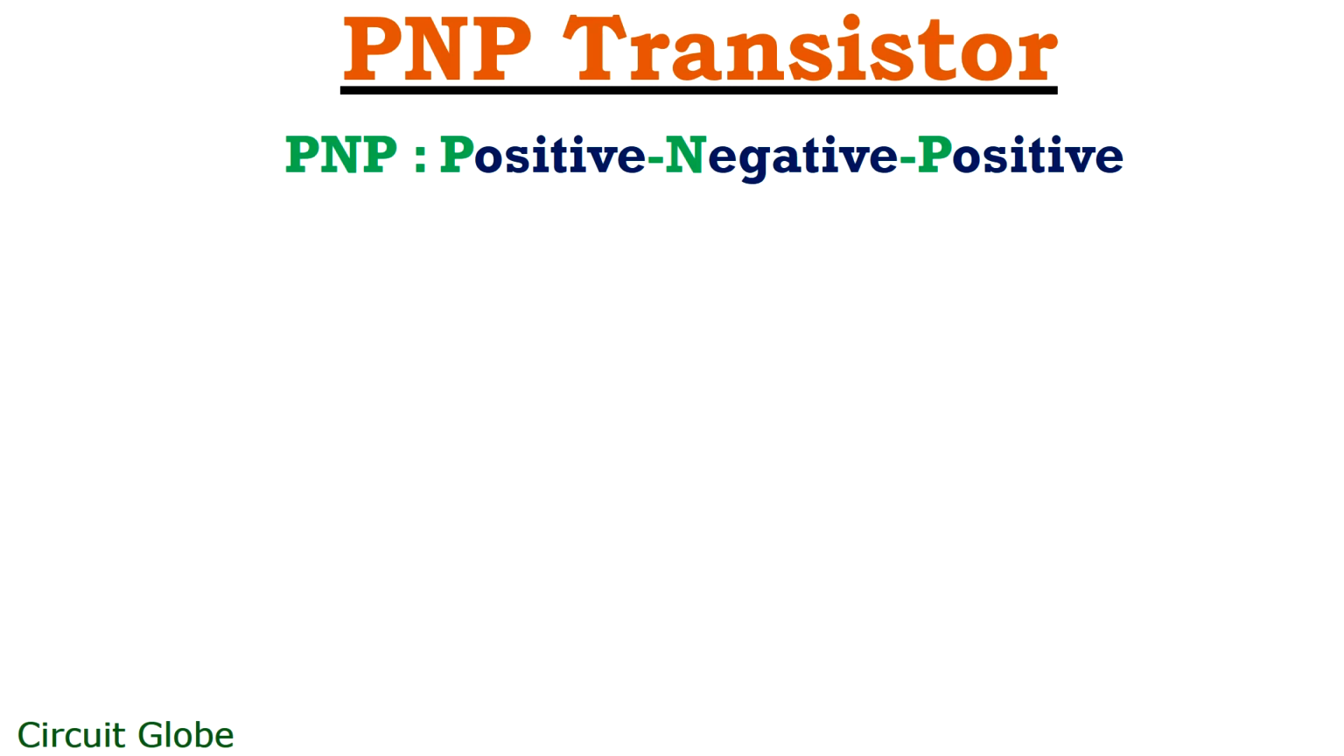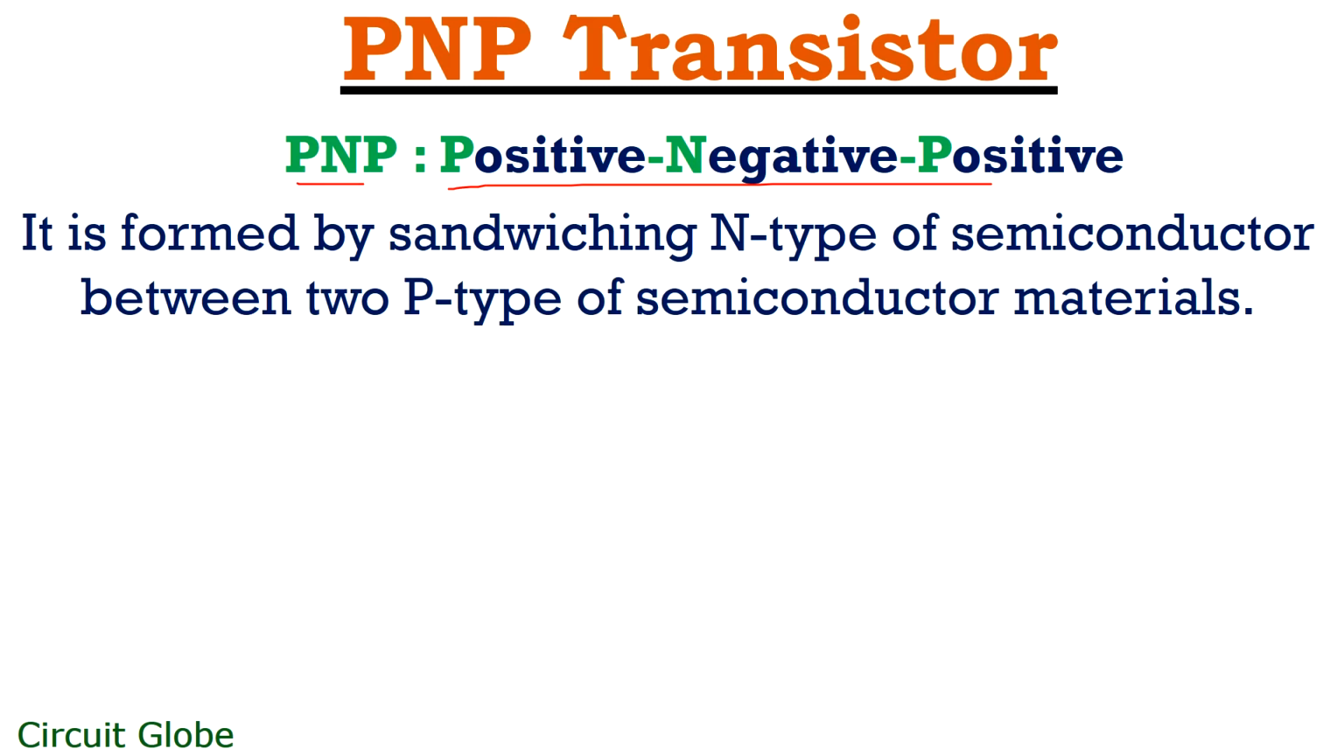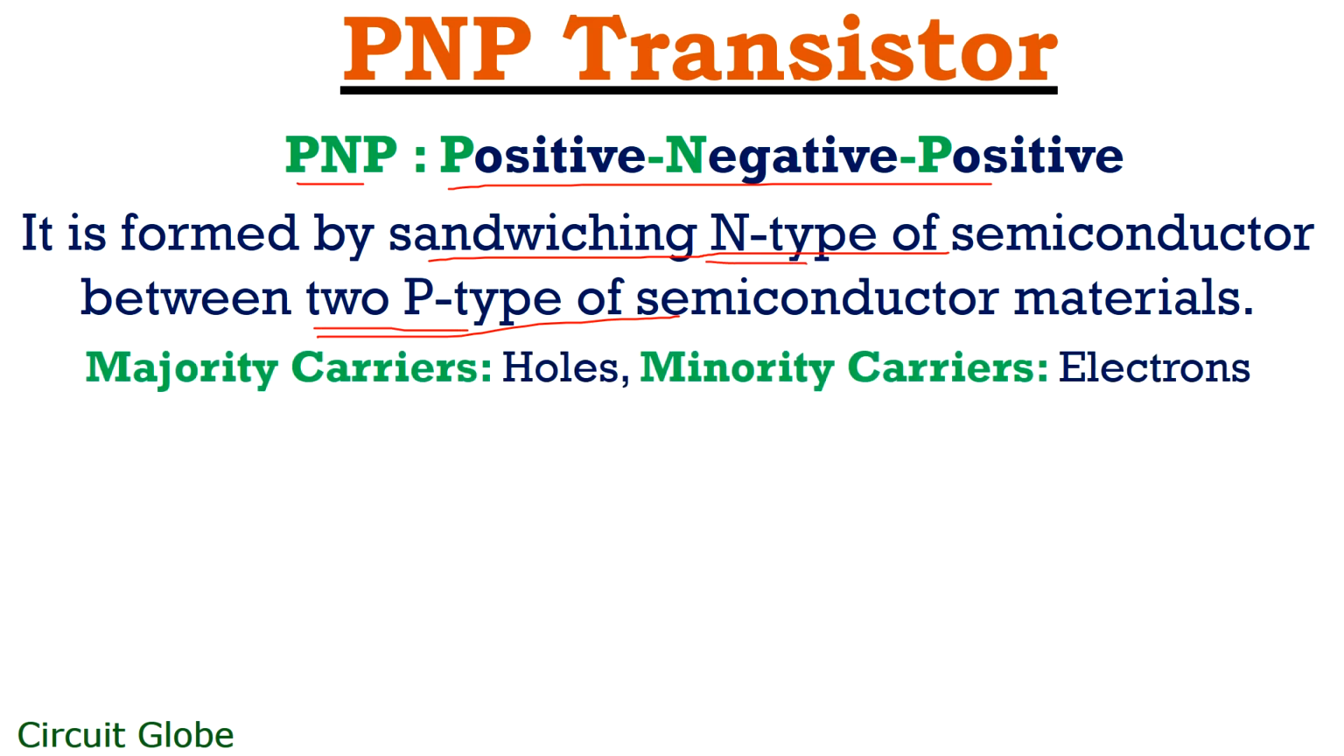Now coming to PNP transistor. PNP stands for positive, negative, positive. A PNP transistor is formed by sandwiching an n-type semiconductor layer between two p-type semiconductor layers. Because of the presence of two p-type layers and one n-type layer, here the majority charge carriers are holes and the minority charge carriers are electrons. This means that here the majority and minority charge carriers are opposite to that of NPN transistor.